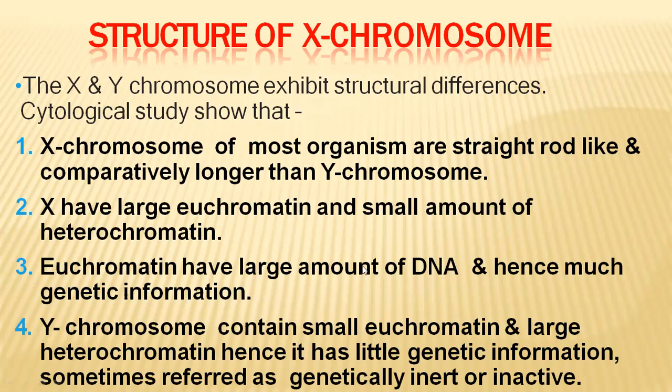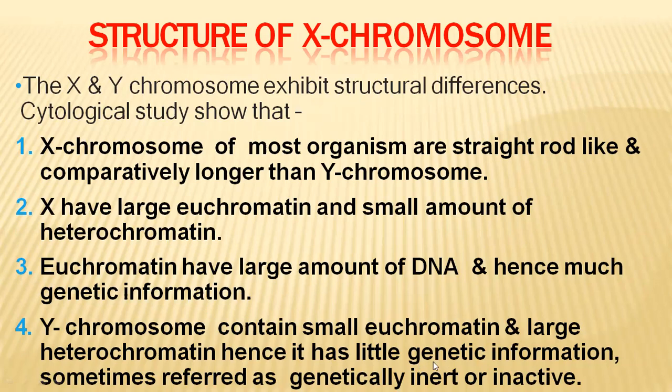As it has a lot of euchromatin, much genetic information will be there. That means many genes are present in the X chromosome. And the Y chromosome contains only a small amount of euchromatin and a large amount of heterochromatin. So what does it mean? The Y chromosome contains only a little genetic information.